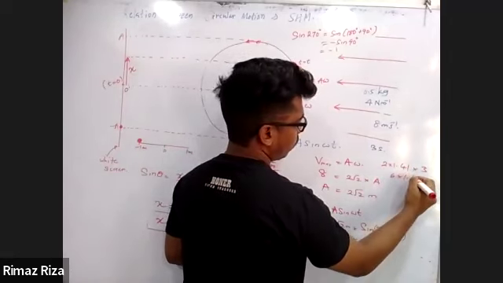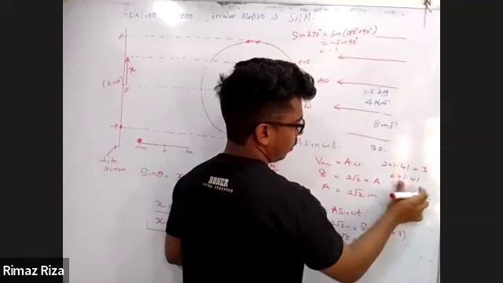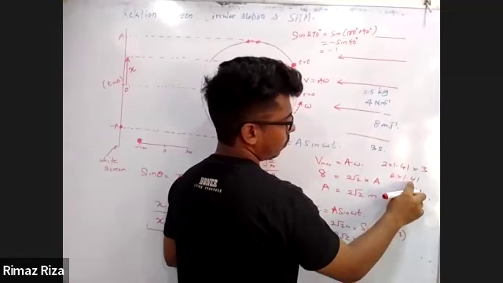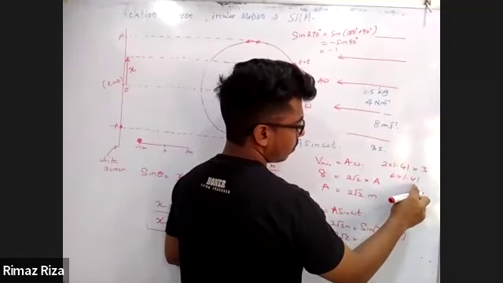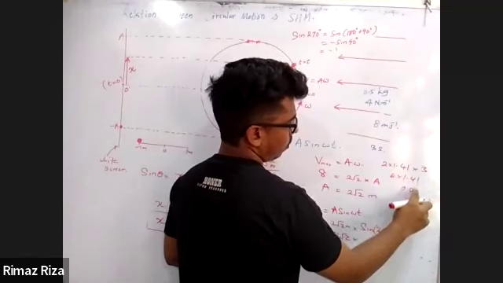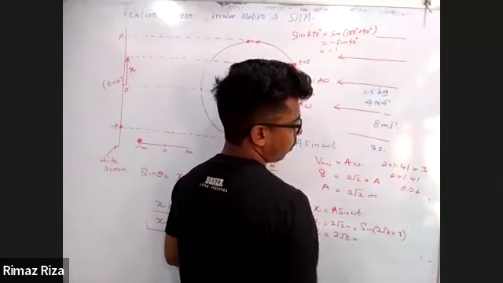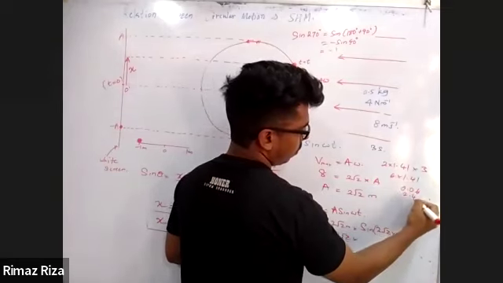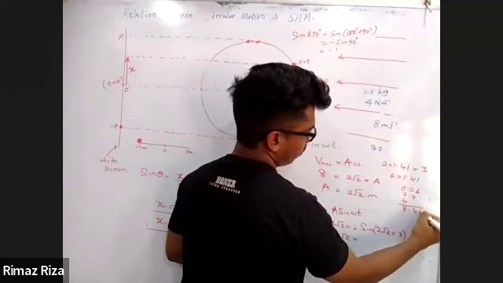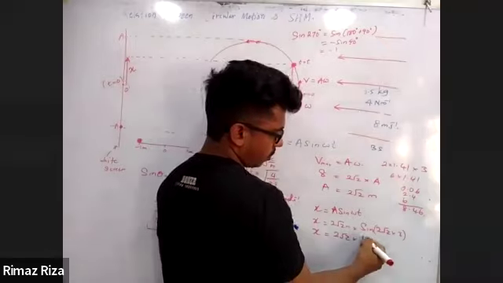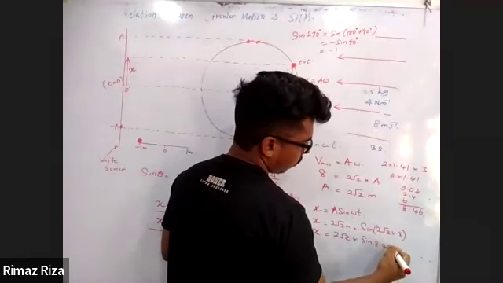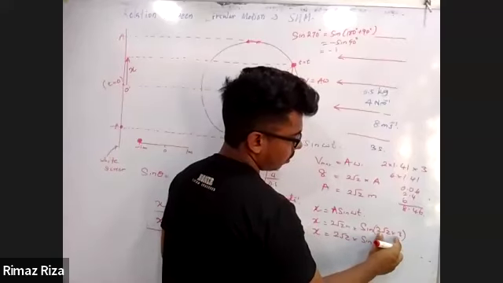6 times 1.41. So we have 6 times 1 is 6. 6 times 0.4 is 2.4. And 6 times 0.01 is 0.06. So we get 8.46. So sine of 8.46, this is in radians.